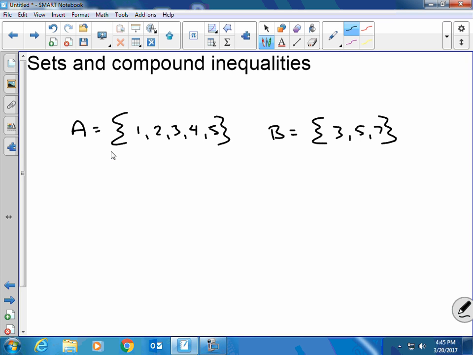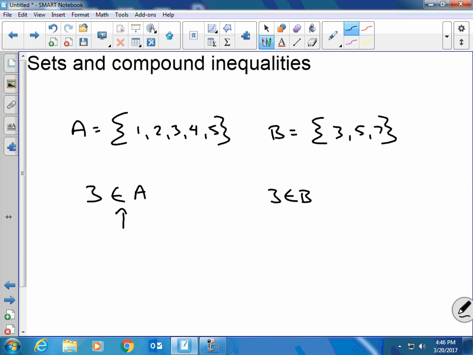So some notation that we need to know is if I want to say that something is a member of a set, I can say 3 is a member of set A. That fancy little symbol there means it's a member of, or an element in, that particular set. I could say that 3 is also an element or a member of set B.